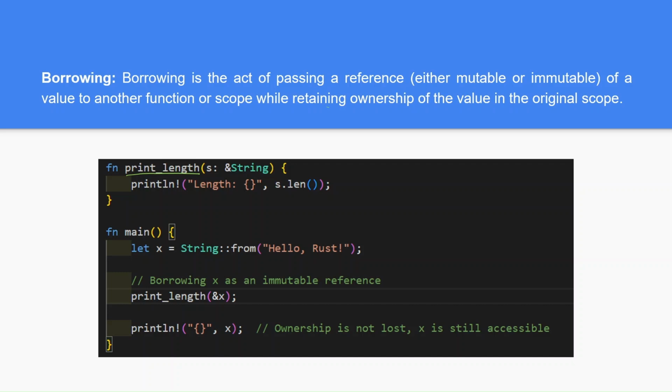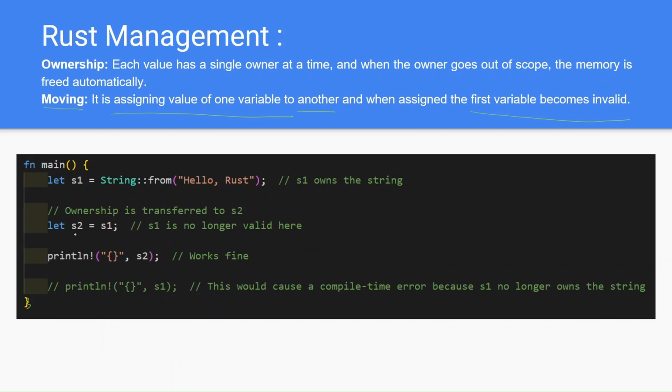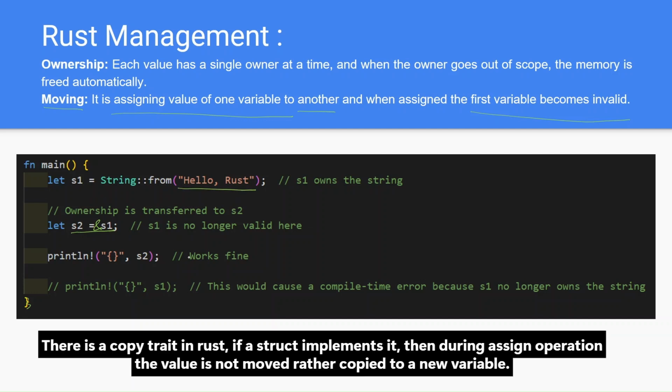So in the main function, when you create a string x, and you pass that x into the function print length as a reference, and try to print this x in the next line, the ownership is not lost, as happened previously when we considered s2 equals s1. If you pass it as a reference here, then the ownership will not be lost, and s2 will now contain this value hello rust, and both can be accessed perfectly fine.